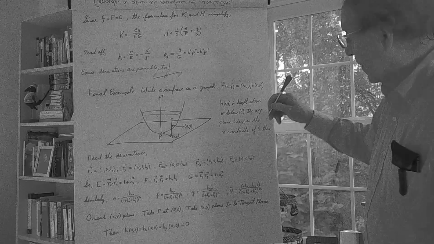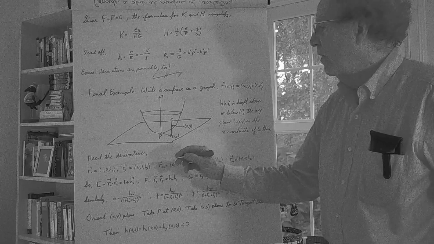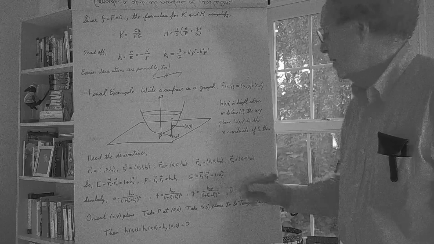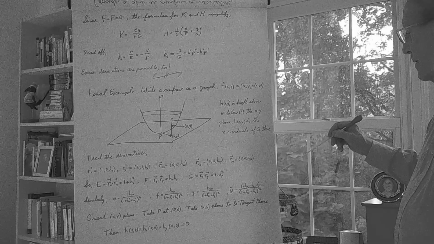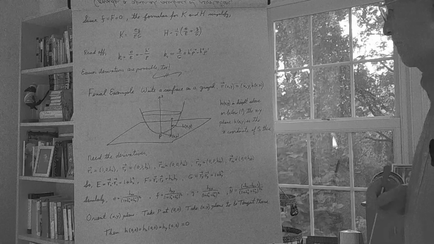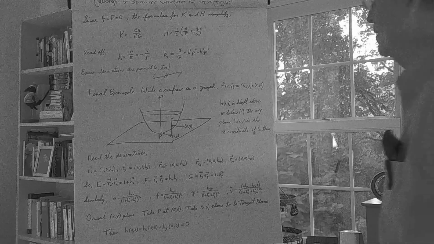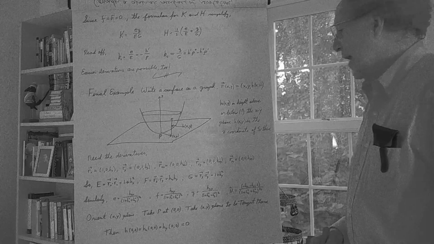I can also form my normal, okay, so I have to take the cross product of r sub x and r sub y, and that's in the numerator, and then it's normalized, and I've written that down here. Okay. So that's the deal. Now let's try to learn something from all of that algebra.